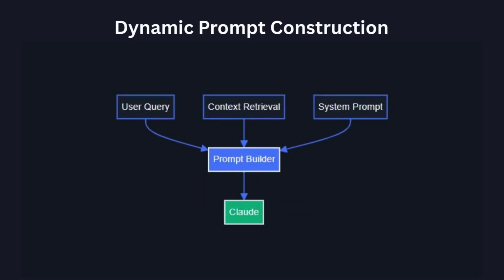Dynamic prompt construction takes this a step further by building prompts at runtime. The system retrieves the latest system prompt, gathers relevant context, and combines everything with the user query using a template. This makes each prompt personalized and context-aware while maintaining a consistent structure.